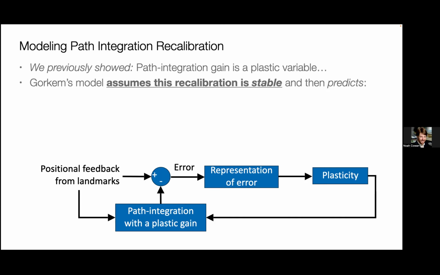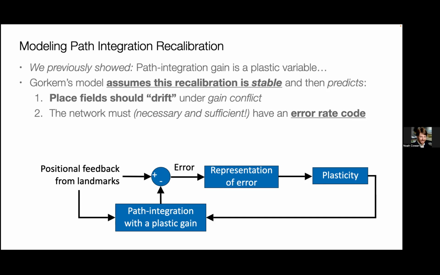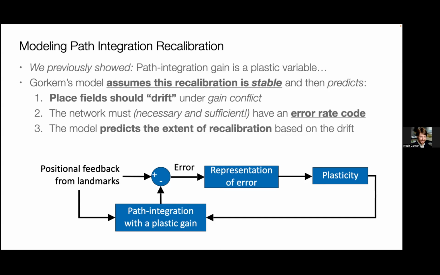The model makes three predictions that I'm going to go through quickly. One is that place fields should drift, and I'll go over why and what that means. Second, the network, he proved under certain circumstances, the network must have an explicit representation of error, not just the fact that the visual bump and the internal representation are different, and that's an implicit error, that somehow a neuron must fire more or less as a function of the distance between those two bumps as an explicit error code.